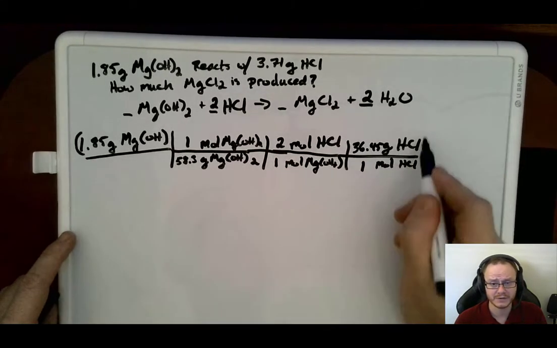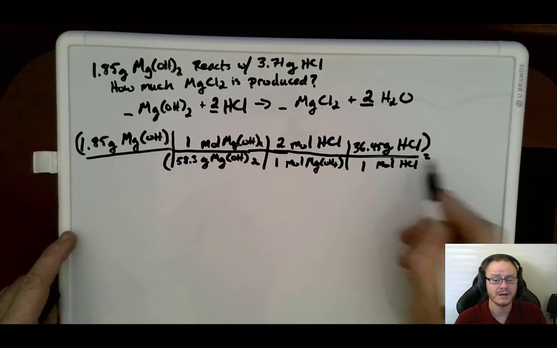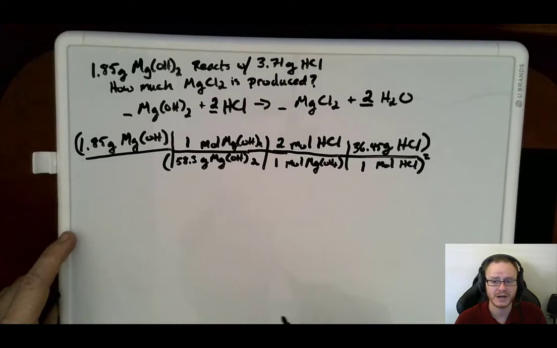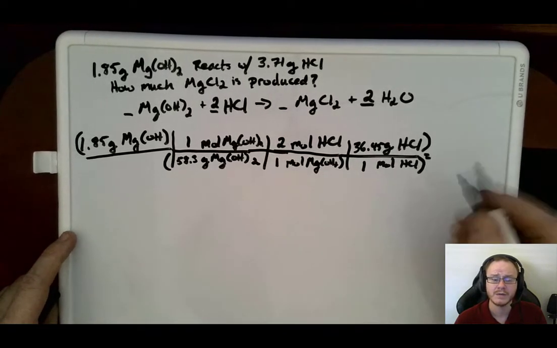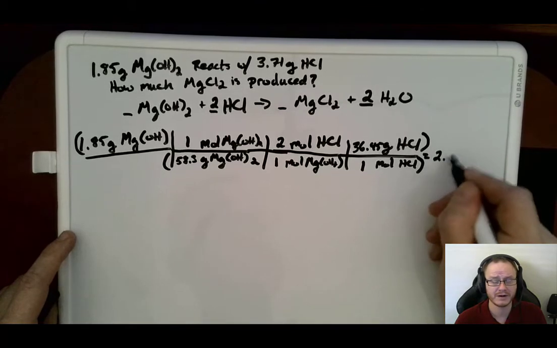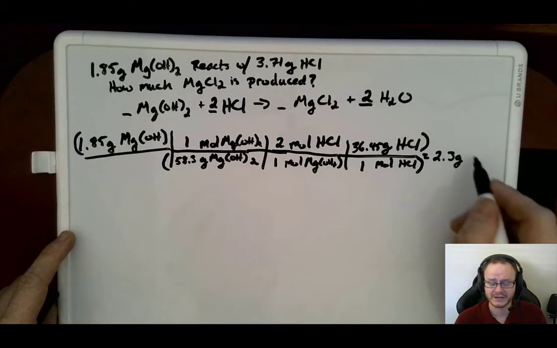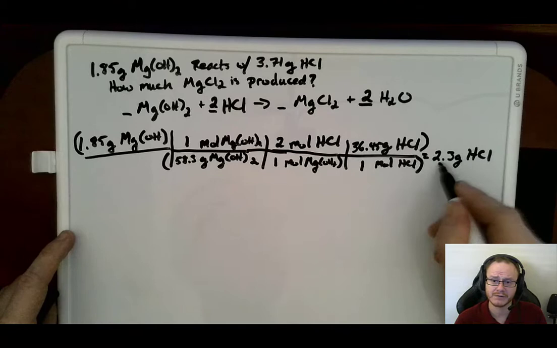Once I solve for this, this will tell me how much hydrochloric acid I need. Make sure you use order of operations. That's a common mistake that some of y'all are still making. Product of the top divided by product of the bottom. This final answer is around 2.3 grams of hydrochloric acid.